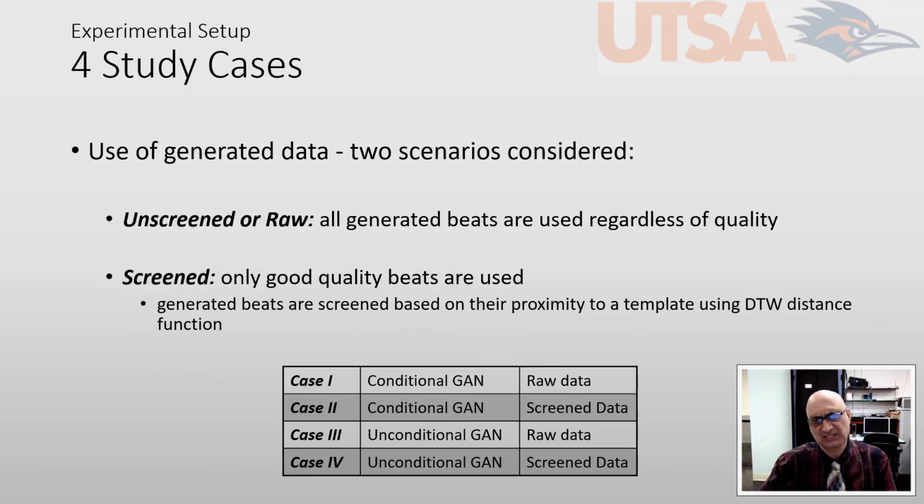We generated data in two different scenarios, screened data and unscreened data, or raw data. In raw data, we use all the generated data regardless of the quality, while in screened data, we measured the distance of the generated sample from the template. If the distance was more than a threshold, we discarded the data. So we created 4 study cases: conditional GAN raw, conditional GAN screened, unconditional GAN raw, unconditional GAN screened.